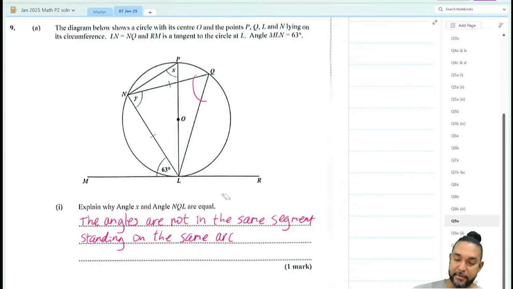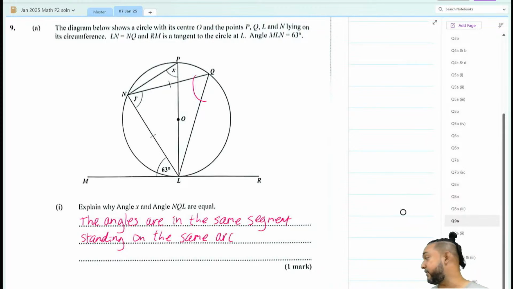Right. The angles are in the same segment, standing on the same arc, or subtended by the same arc. Yes, sorry, guys. Thanks very much.